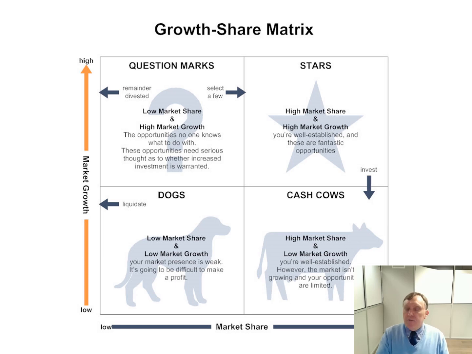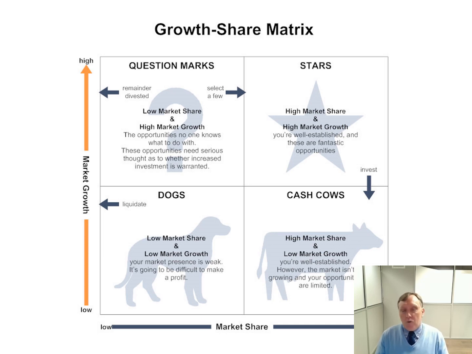Now, we may have a good market share, but where the market isn't growing. So high market share, low market growth. So well established, but the market itself isn't growing. So the opportunities are limited. In fact, the market might even be getting smaller. And I suppose an example of that maybe with cameras is you might have a high share of the market, but it's a smaller market, it's a reducing market.